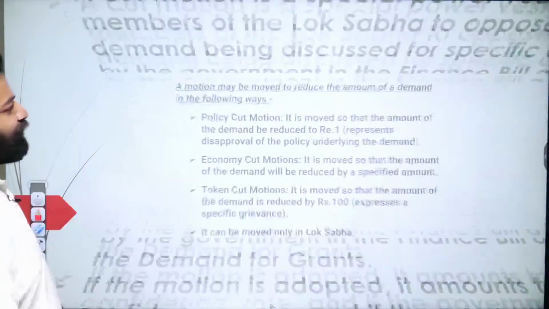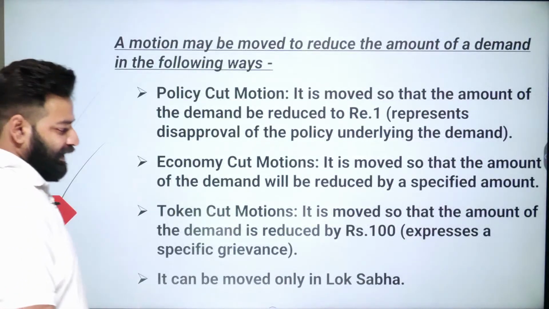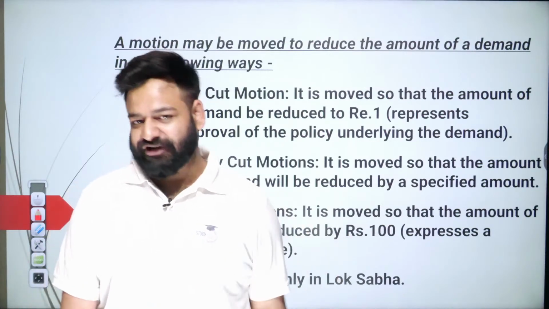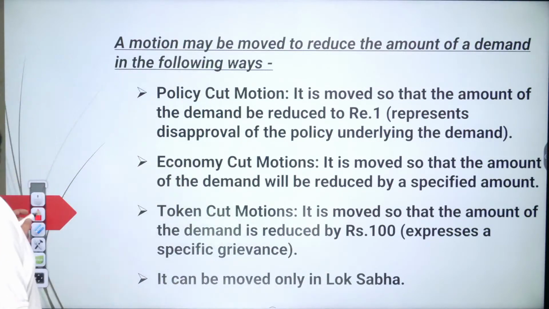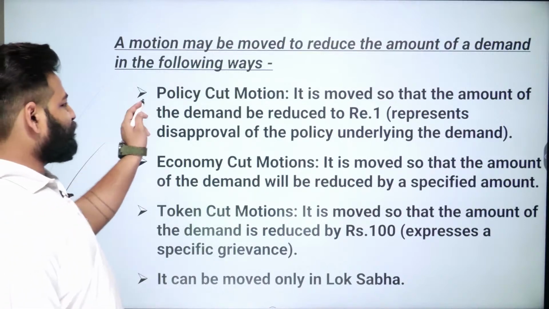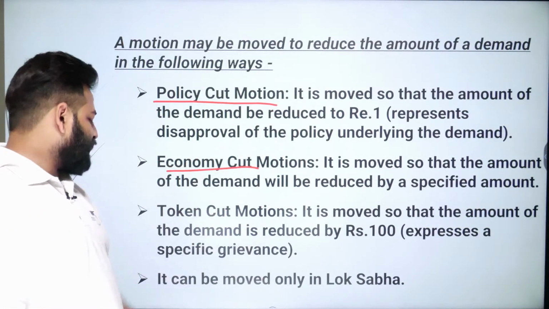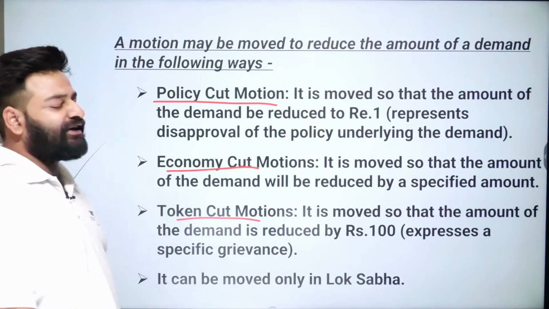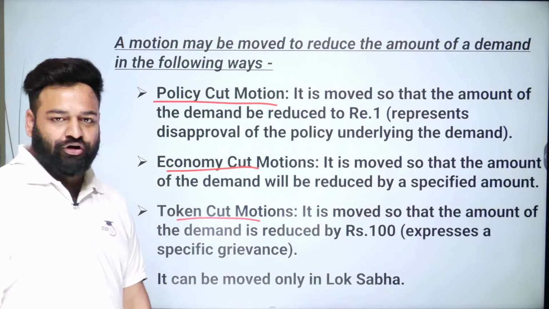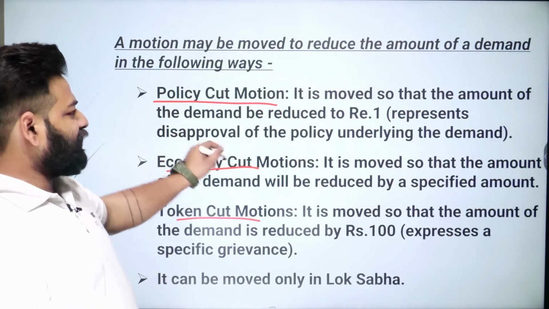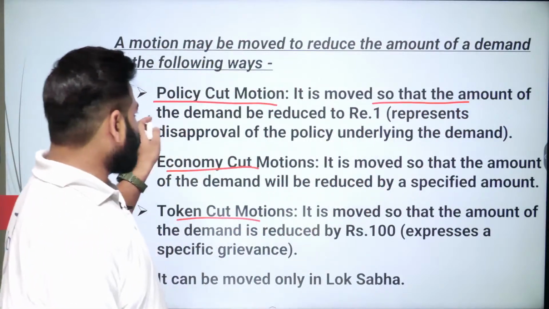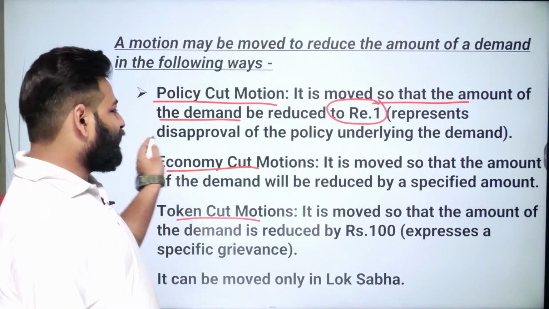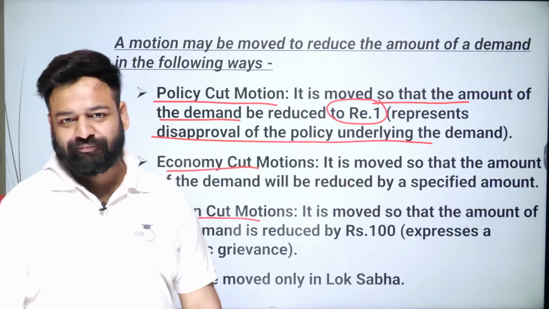The cut motions are of the following types. The cut motion also has some different variations. How many variations? Basically 3. The first one, policy cut. Second one, economy cut. Third one, token cut. So what's the difference between the 3 types of cut motions? Policy cut is moved so that the amount of the demand be reduced to ₹1, which represents the grave disapproval of the demand.